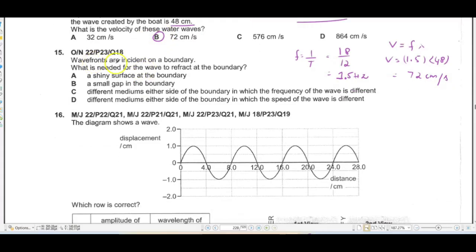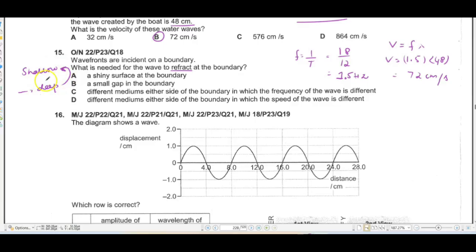Wave fronts are incident on a boundary. What is needed for the waves to refract at the boundary? Now refraction happens when there is a change of speed and a change in the density of the medium. If the wave travels from shallow to deep water, or the other way around, from deep to shallow water, then refraction happens. Change of the speed happens because of the change of the depth of the medium.